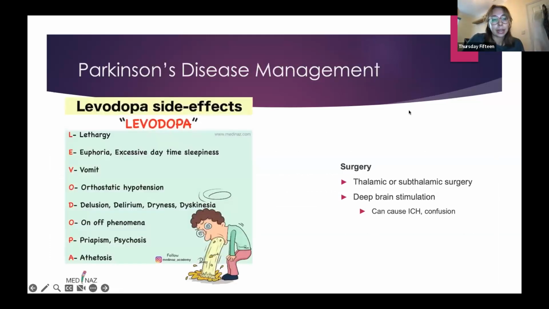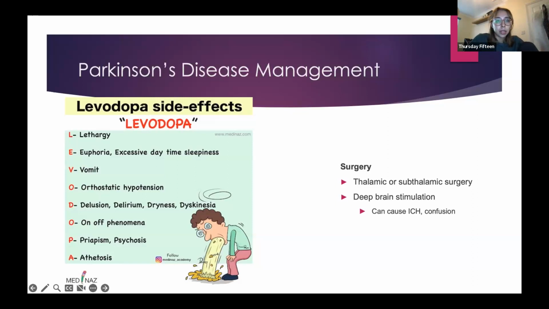All these drugs come with side effects. So one of the main drugs has lots and lots of side effects, and there's a good way of remembering it on this picture there. So big side effects with levodopa are lethargy. Then you get psychiatric symptoms, euphoria, you can get psychosis, vomiting, so you get the postural drop as well, or orthostatic hypotension. And then you get this thing called on-off phenomena, and that is where people go from having dyskinesia to being immobile in minutes, and that's an on-off phenomena commonly seen with levodopa.